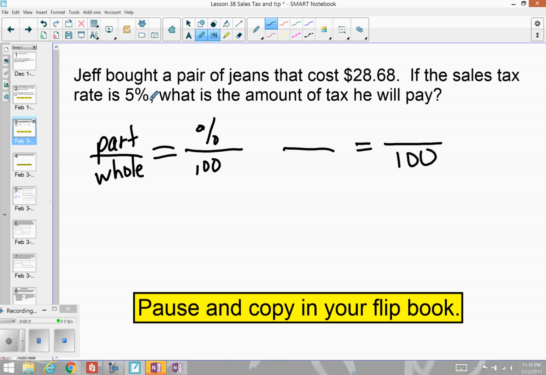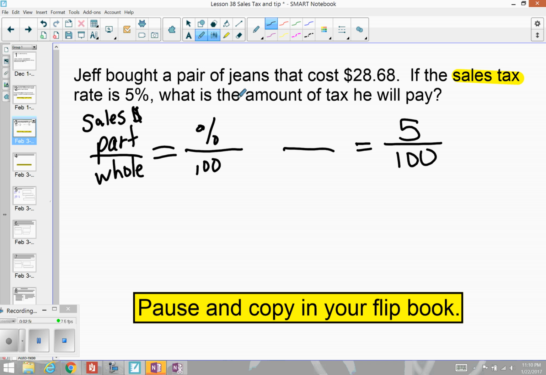In this case it says 5%, so we're going to put that up there for the percent value. And we know that it's $28.68. And our sales tax is going to be part of that. So our sales tax is the value on top, and that will be the part. In this case, it's going to be sales tax, and it's going to be in dollars.